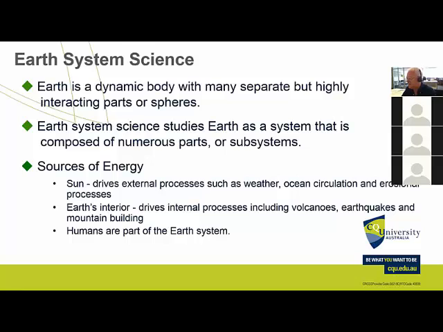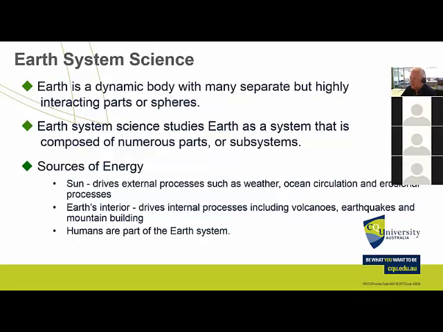And the sources of energy, there are two basic sources of energy, external or internal. The sun creates weather, ocean circulation, erosional processes. The Earth drives internal processes: volcanoes, earthquakes, and mountain building. Now, what we're doing here is not a detailed lecture. This is a concept mapping exercise. What we're trying to do here is work out what we mean by Earth science.